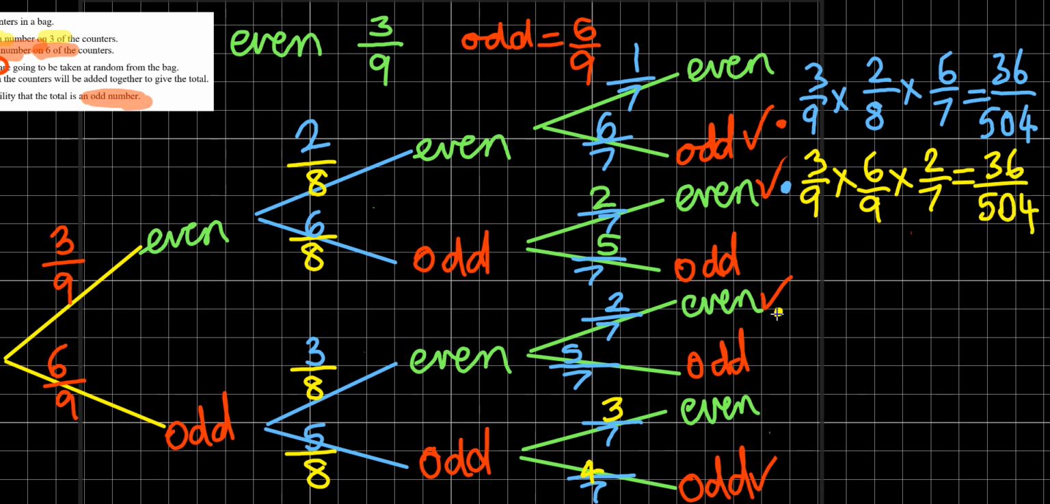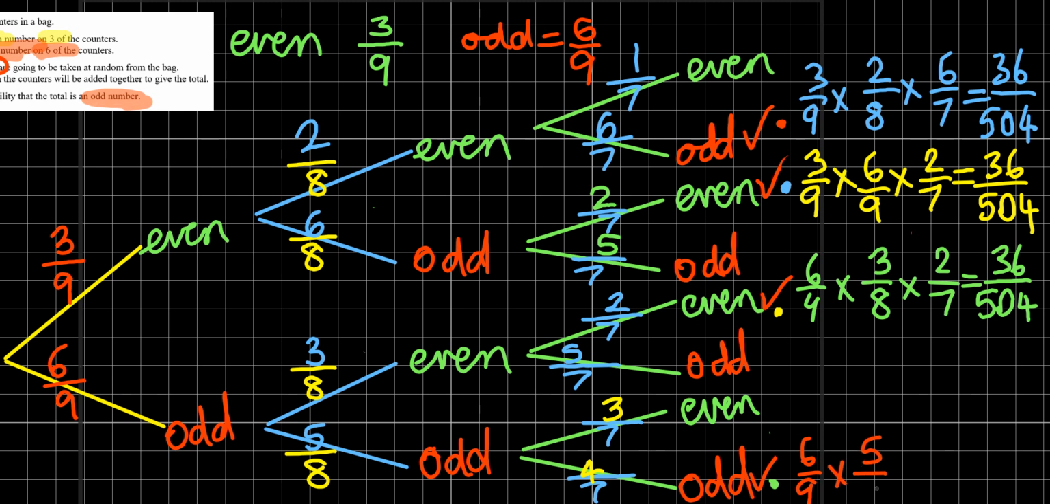Next, we need to multiply this branch. We've got 6/9 times 3/8 times 2/7, which is identical to the previous ones. We've got 6 times 3 is 18 times 2, which is 36. And finally, we look at this branch here. This branch is 6/9 times 5/8 times 4/7. We would have 30 times 4 is 120 over 504.